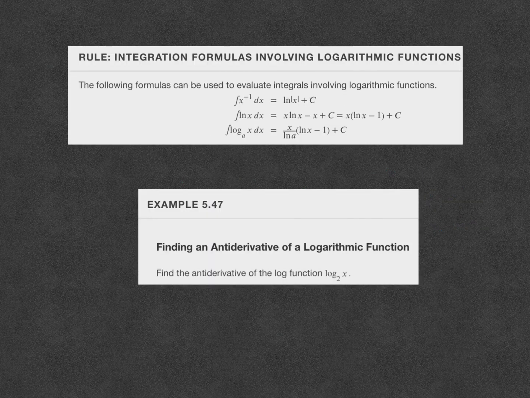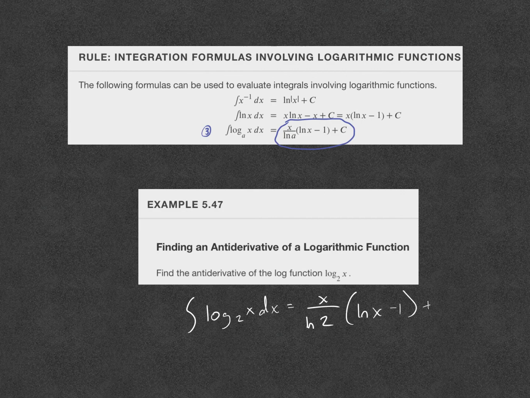One more quick example where we apply the third of the logarithm formulas that were given. We want to take the antiderivative of the log base 2 of x. So the integral of the log base 2 of x dx is equal to, how do I apply that formula? I'm just going to rewrite everything that it says, except in place of the a, I'm going to write the base of my problem. So this is x divided by the natural log of 2 times the natural log of x minus 1 plus a constant c. So I didn't do any work in this problem.